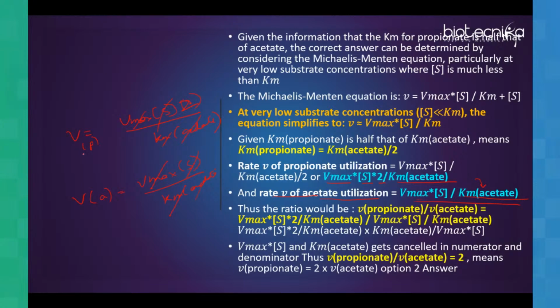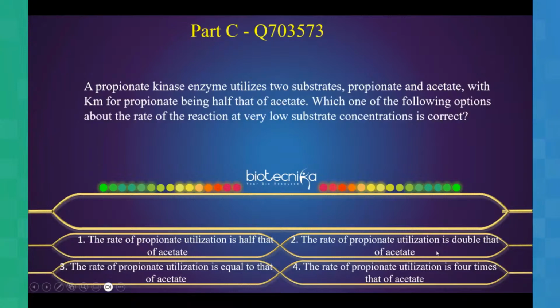Everything gets cancelled. You just have the rate of propionate, which is 2 times, meaning V propionate divided by V acetate is 2, which means the propionate is 2 times that of the acetate. That's why the answer comes to option 2. As I said, the only thing you have to do is apply the Michaelis-Menten constant, but you have to take that at very low substrate concentration. So the hint of the question is low substrate concentration. Okay, sorry, the answer is option 2.